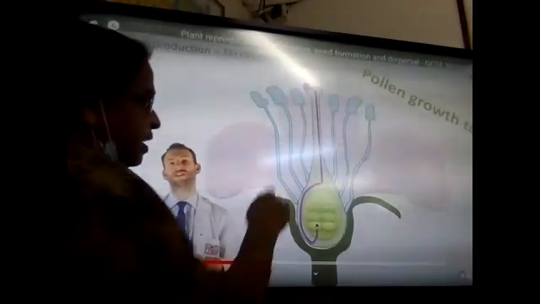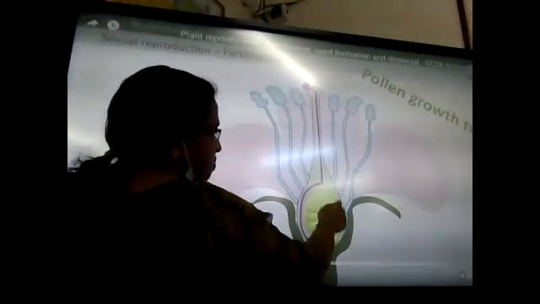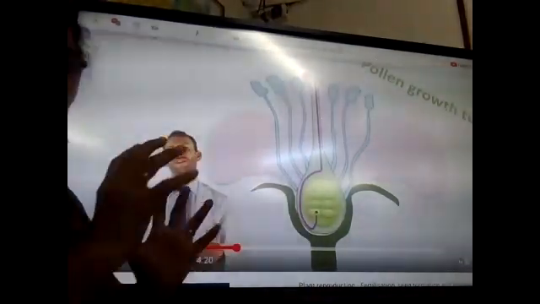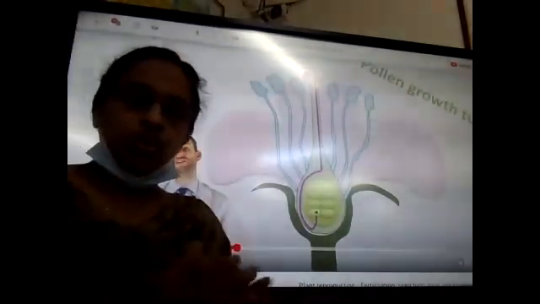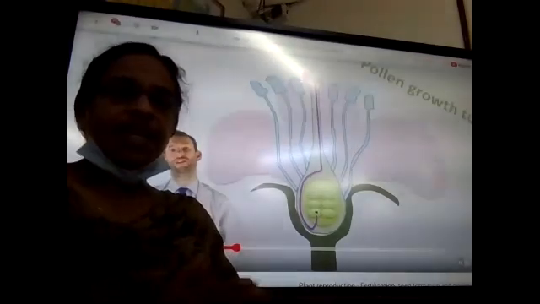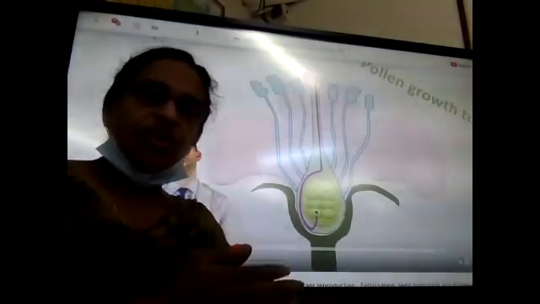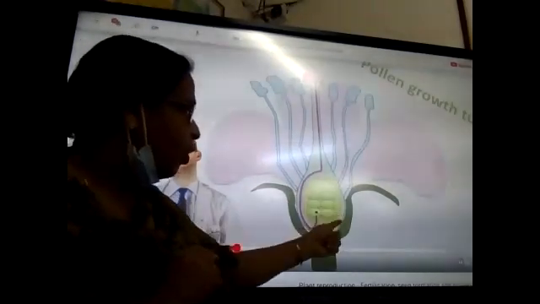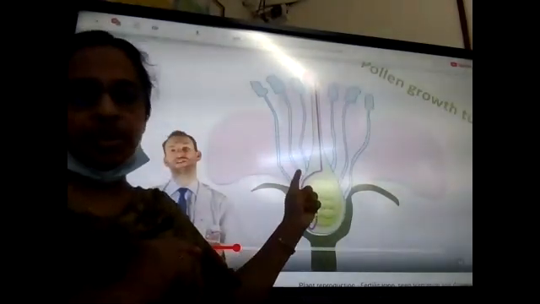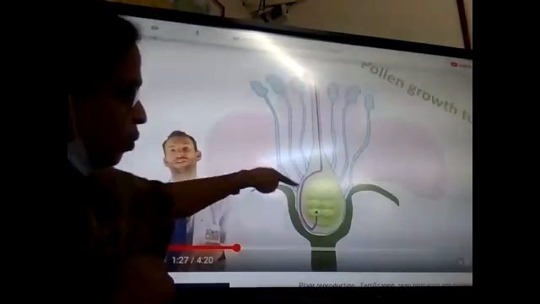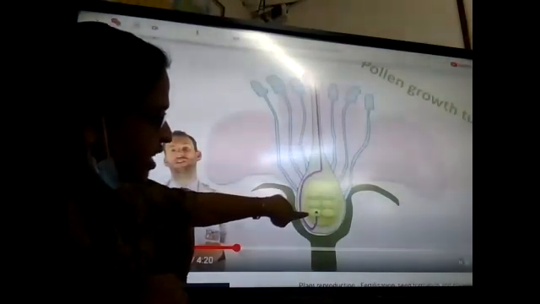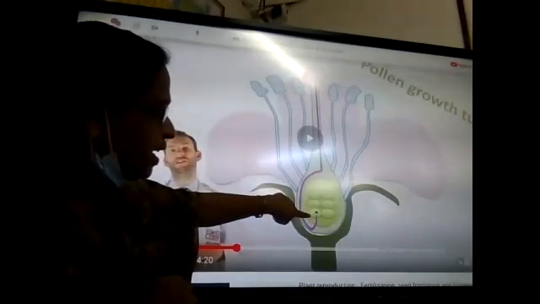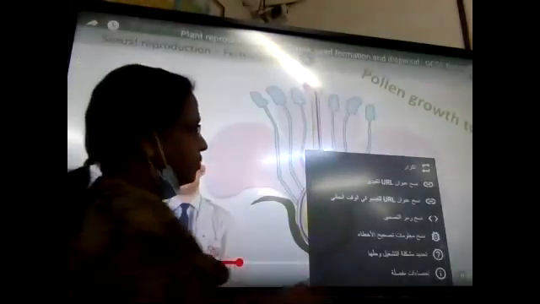And then this part, what do you call this part? Ovule. The ovary becomes the fruit. Okay, so the fertilized ovule becomes the seed, and the ovary becomes the fruit. And the wall of the ovary, have you seen the wall of the ovary? The ovule is the egg. Fertilization has occurred.